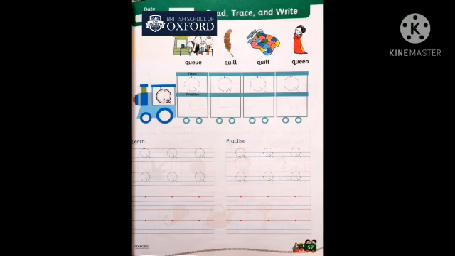So do practice at home with the help of your mama and take care of yourself. Read this letter Q, Qua, learn its sound as well.